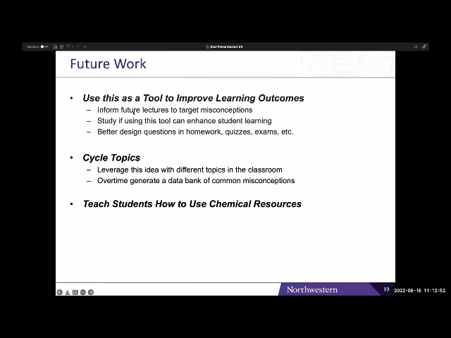We could inform future lectures to target identified misconceptions. We could better design our homework questions, our quiz questions, our exam questions, and then we could study if this tool is effective to enhance student learning outcomes. And we could cycle topics. One quarter or semester we do this on acid base, the next one we do it on something else.